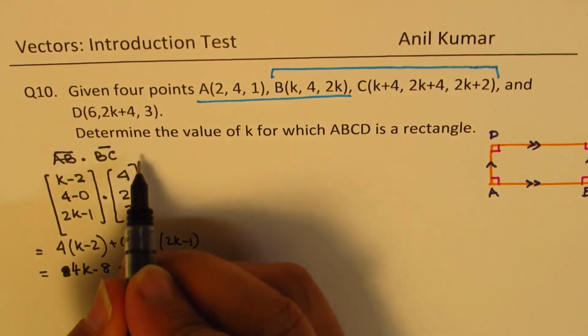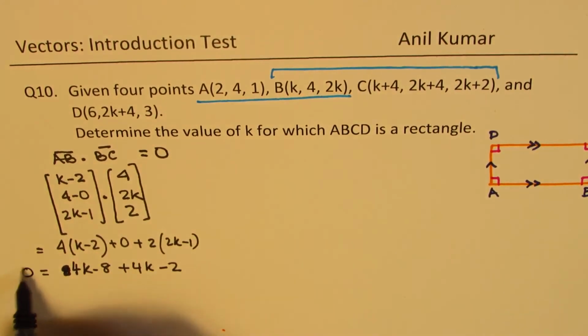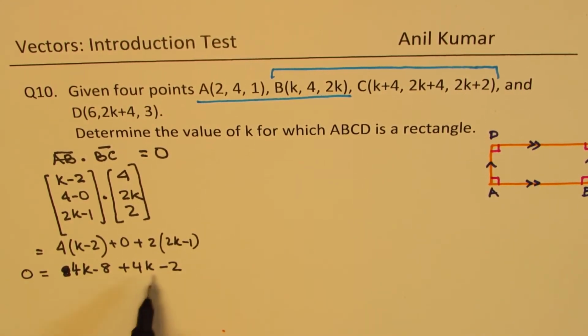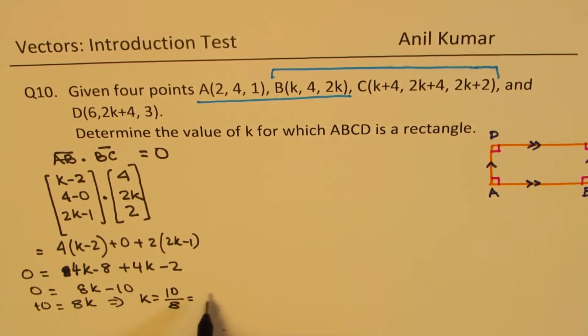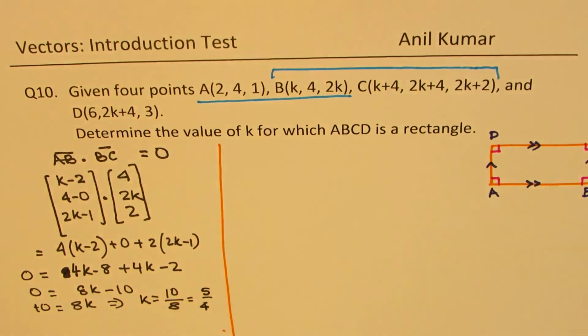Now, for being perpendicular, that should be equal to 0. So that means 0 equals to all this, right? So now we can simplify this. So we get 8K minus 10 equals to 0. And from here, we get 10 equals to 8K, which gives you the value of K as 10 over 8 or 5 over 4. Good. So we get a value of K as 5 over 4. Now, for 5 over 4, this will be a rectangle.